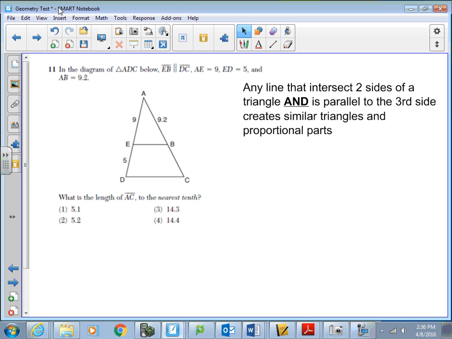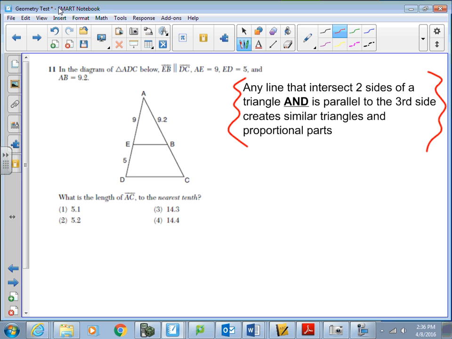Okay, we're going to start looking at problems 11 through 15 on the 2015 June Geometry Common Core exam. So let's look at number 11. I want you to write this down, what I have written, and also, let's read the problem.